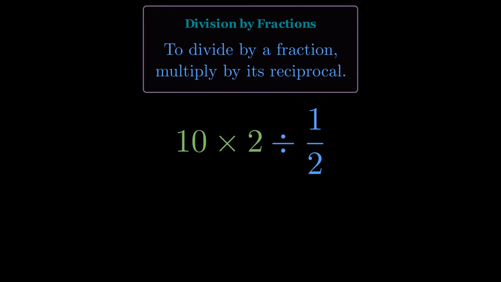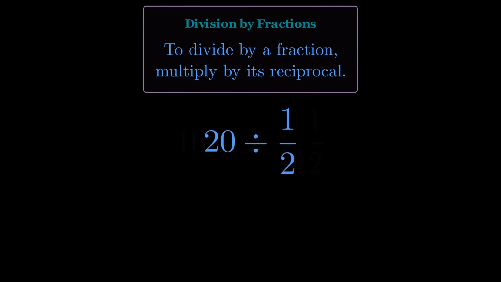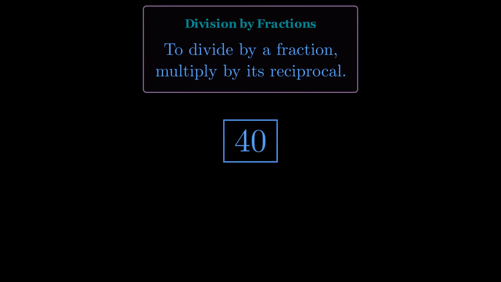10 times 2 is 20. This leaves us with 20, which we must now divide by the second 1/2. We apply the rule again. Dividing 20 by 1/2 means multiplying 20 by 2. The expression becomes 20 times 2, which gives us 40. This is the mathematically correct result following standard order of operations.